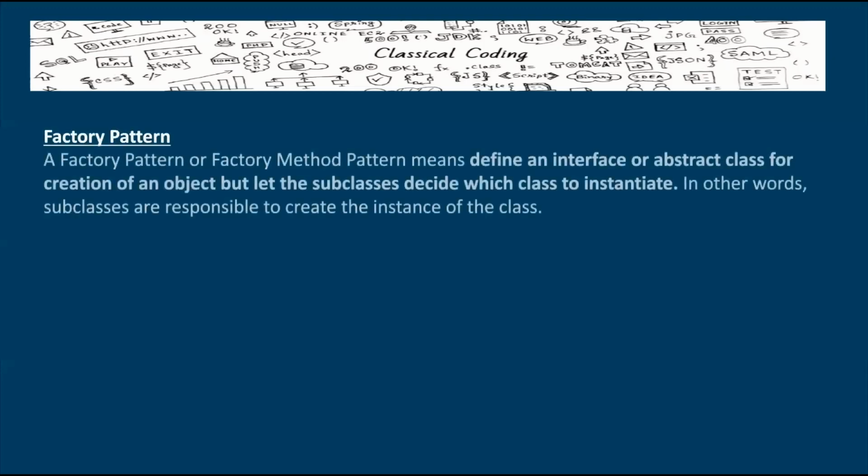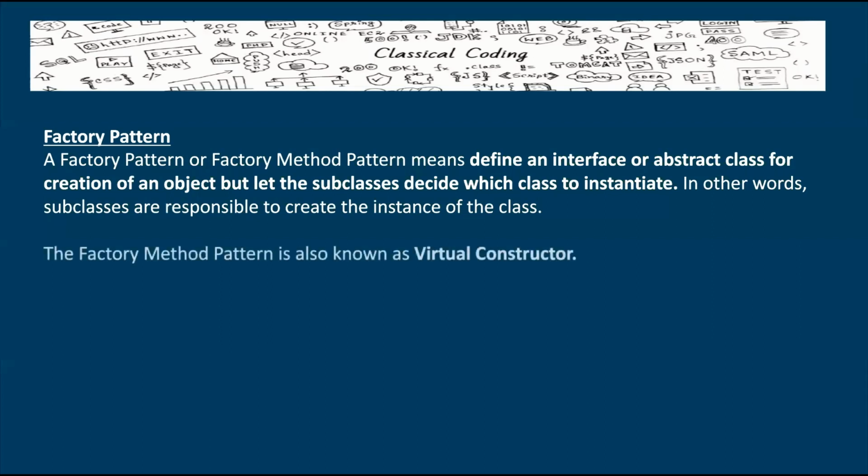Today, we discuss another well-known design pattern, that is the factory design pattern. A factory design pattern, or factory method pattern, means defining an interface or abstract class for creation of an object, but letting the subclasses decide which class to instantiate. In other words, subclasses are responsible for creating the instance of the class. The factory method pattern is also known as virtual constructor.